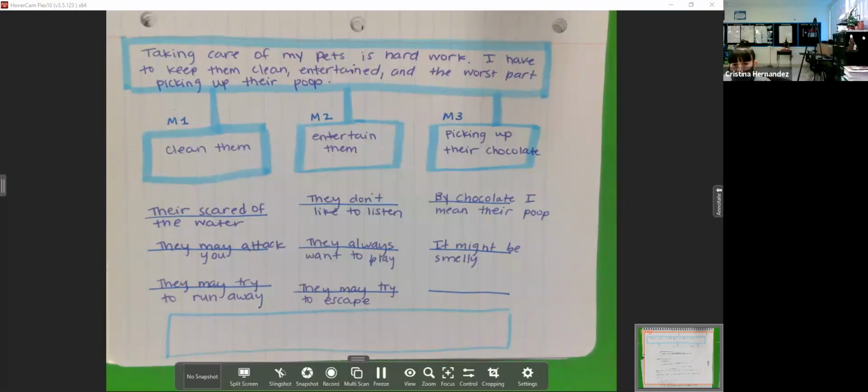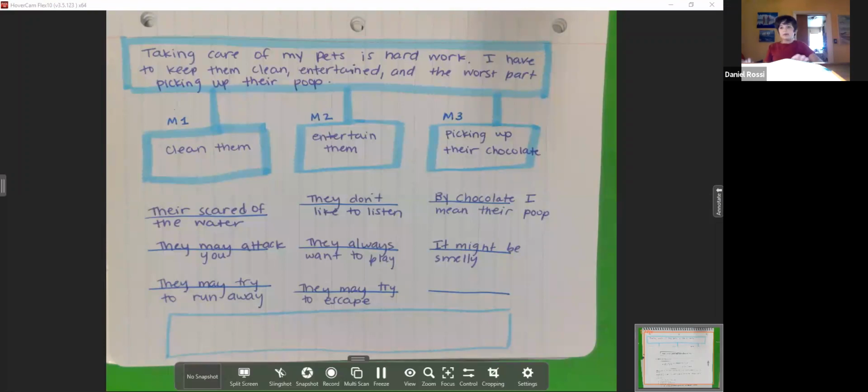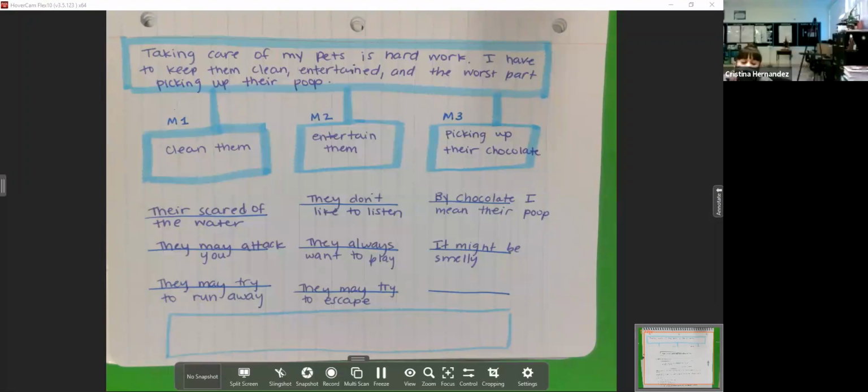Okay, so one more about picking up their chocolate. It might be smelly. Their chocolate is their poop. What's one more thing about it? People could step in it. Oh yeah, you could. They poop everywhere, I guess. They make chocolate everywhere, I guess.